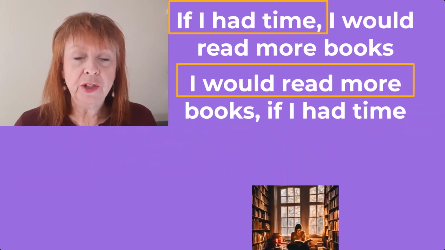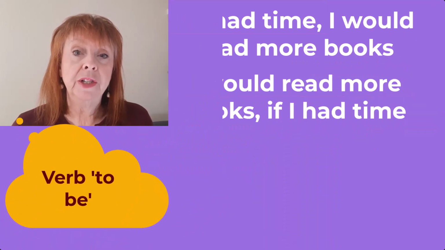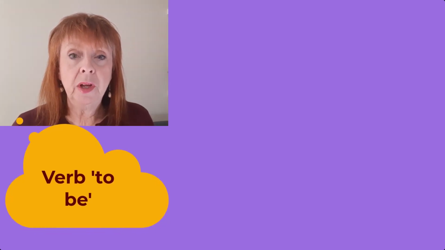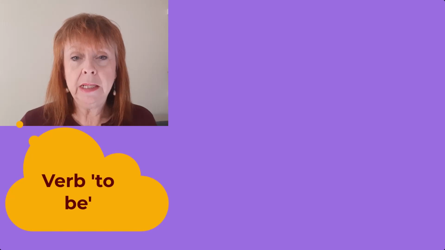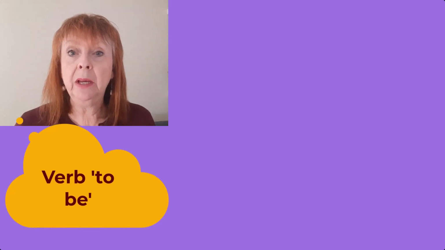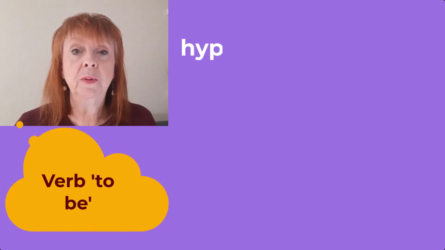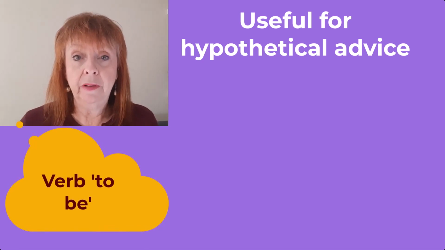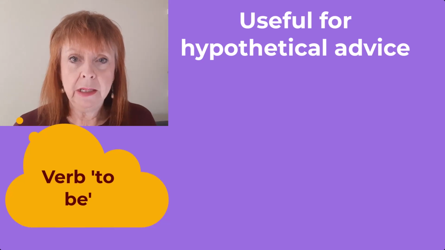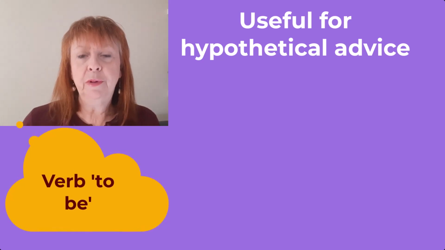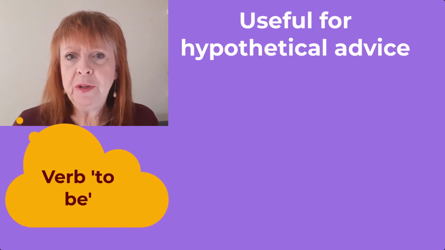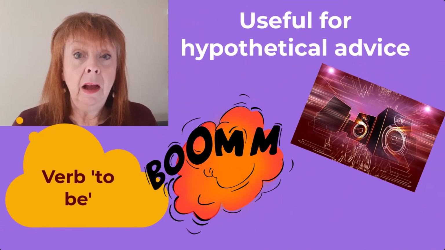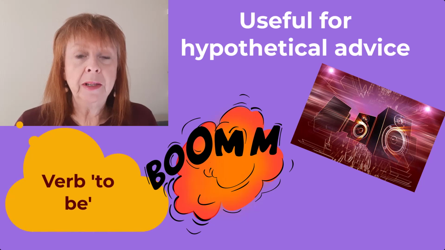One important thing to know about second conditional is using the verb to be. Because although it's still hypothetical, we're just dreaming about something that's possible, it's also used quite regularly to give advice. So here's an example. I have a problem. I have really noisy neighbours. They're playing music late at night. I'm not quite sure what to do about it.